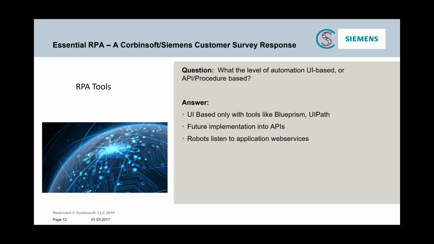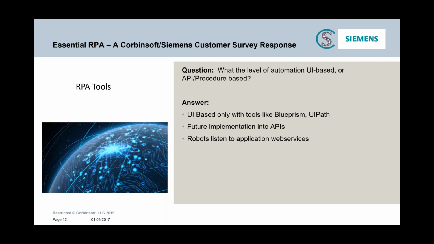So back to our survey, we asked, what is the level of automation? Is it UI based, or is it largely API or procedural based? And his response was that right now all of their RPA tools are UI based, using tools like Blue Prism, UiPath, Automation Anywhere. And similar to my experience in automating software installations, it can have the ability of watching applications, watching web browsers, and moving the same information from one application to the next application at the right junctures. They saw a future implementation that goes deeper into APIs, but also reminded us that the current robots can really listen to any application's web services and really become that start of the journey.